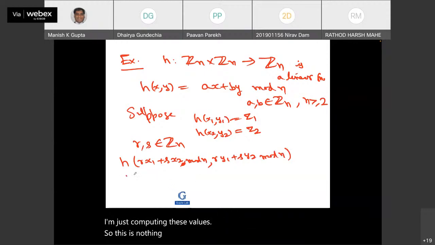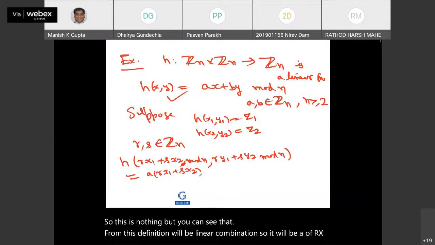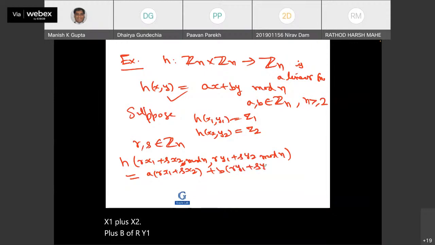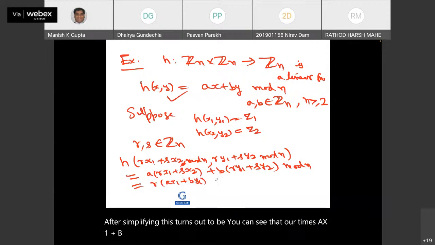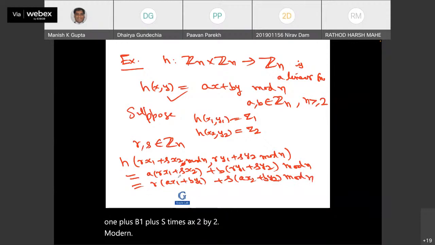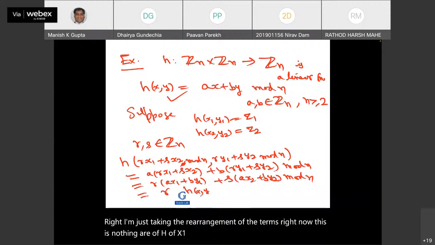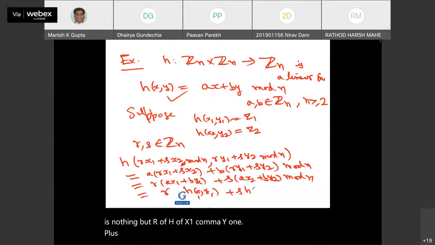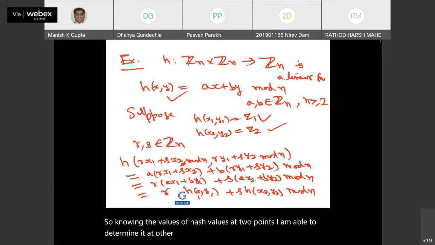So this is nothing but, from this definition, a linear combination. So it will be a of (r x1 plus s x2) plus b of (r y1 plus s y2) mod n. After simplifying, this turns out to be r times (a x1 plus b y1) plus s times (a x2 plus b y2) mod n. I'm just rearranging the terms. Now this is nothing but r of h of x1, y1 plus s of h of x2, y2 mod n. So knowing the hash values at two points, I am able to determine it at other points. This is a dangerous thing.